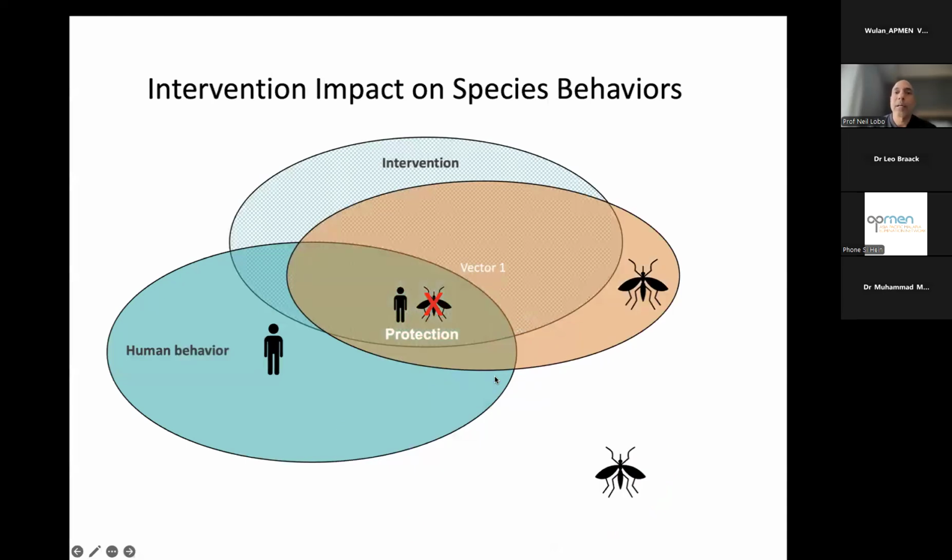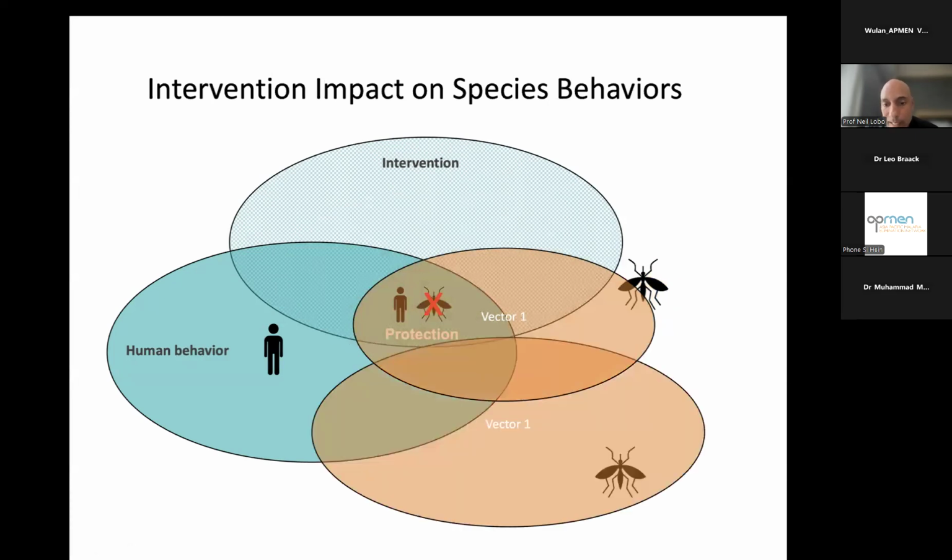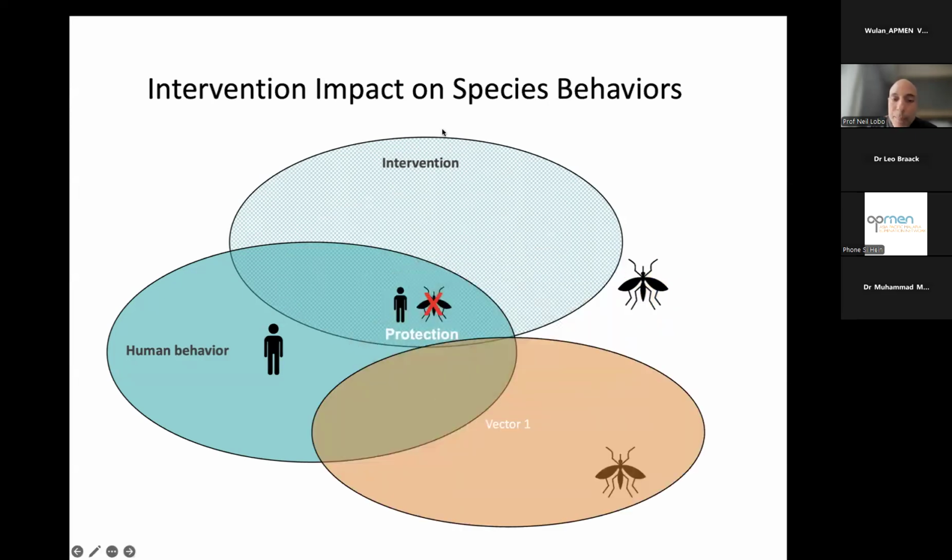Now, when you look at species-specific behaviors, over here we have vector 1. Let's say it overlaps a lot with our intervention. All the vectors in this space are going to get killed off, right? Hopefully. So therefore, we are looking at vectors in this space out here that will basically survive to go have babies. So imagine if there's a genetic component for indoor biting or resting on walls, right? We're selecting for those mosquitoes that will not be affected by our intervention. So over time, what happens? Your vector starts changing behaviors. And over time, they might completely avoid your intervention.